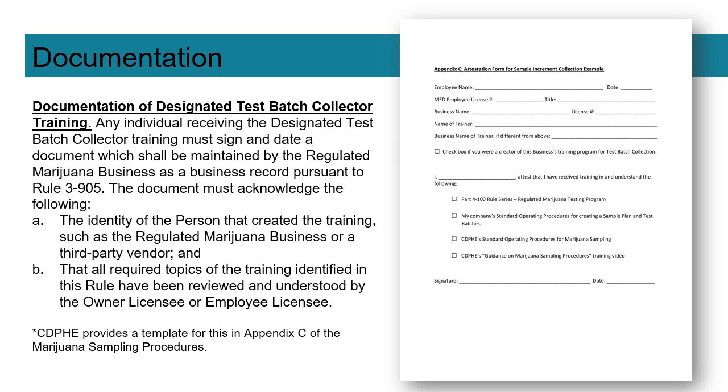the identity of the person that created the training, such as the regulated marijuana business or third-party vendor, and that all required topics of the training identified in this rule have been reviewed and understood by the owner licensee or employee licensee. The CDPHE provides a template for this in Appendix C of the marijuana sampling procedures.